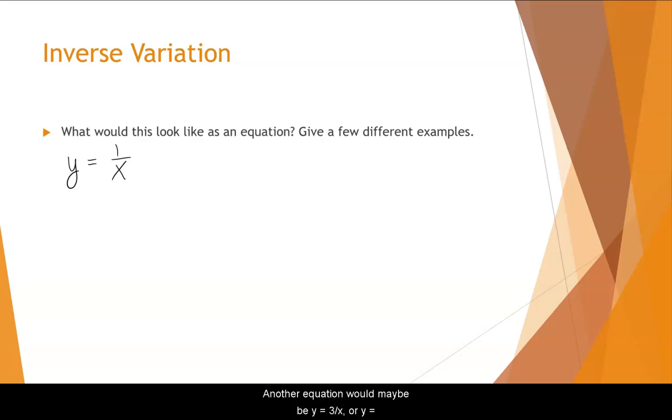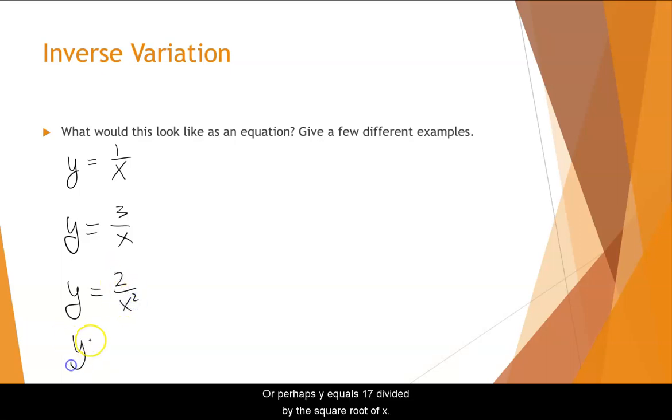But another equation would maybe be y equals 3 over x, or y equals 2 over x squared, or perhaps y equals 17 divided by the square root of x. In all of these cases, we're dividing by x.